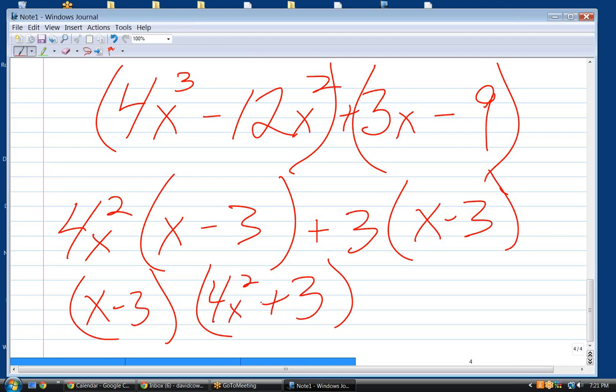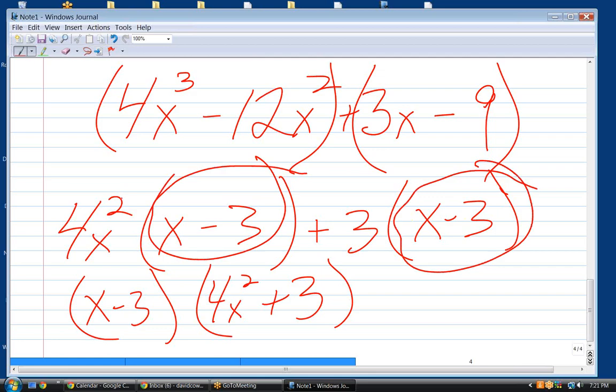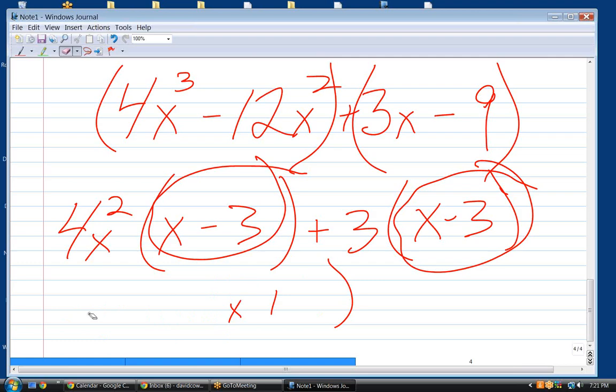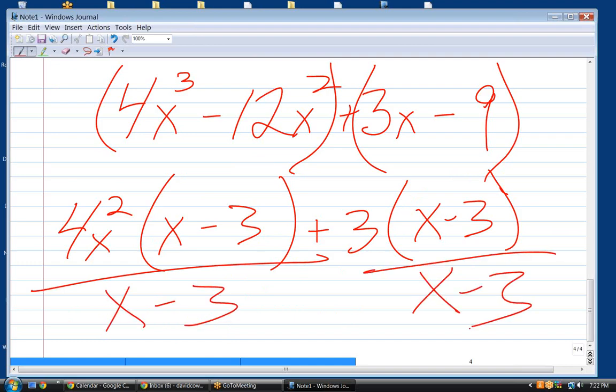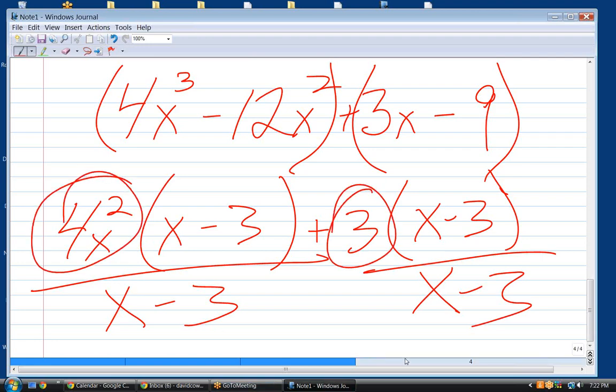Sometimes they can be. In other words, this could end up being the difference of perfect squares, in which case you could factor it further. But in this case, it's not. But you see what we did. We factored that out, and when you factor something out, you divide both terms by it. So essentially, we divided both terms by x minus 3, leaving behind the 4x squared and the 3.